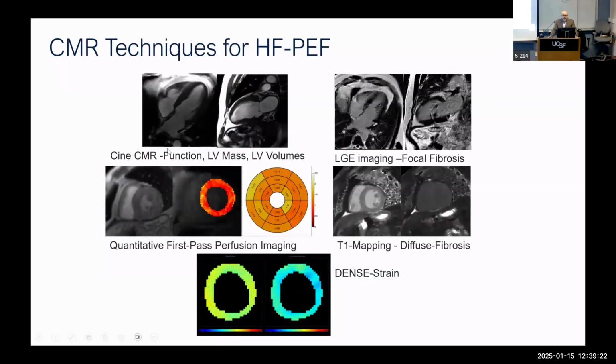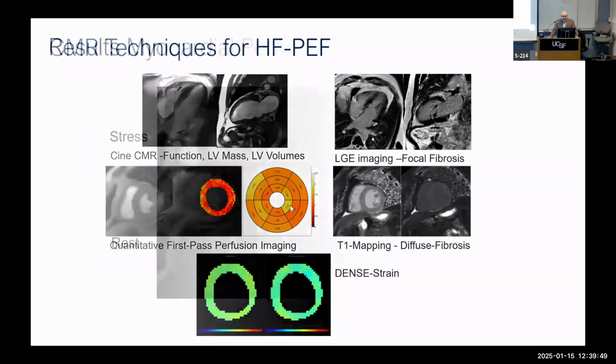We're able to get images of the function, LV mass, volumes. We can do strain imaging, also to get more detailed information about the cardiac function. We can do late gadolinium enhancement imaging to look for focal fibrosis. We can do T1 mapping, pre and post contrast, to look for diffuse fibrosis, which we know are all related to the pathophysiology. And then we can do stress perfusion imaging, looking at microvascular disease.